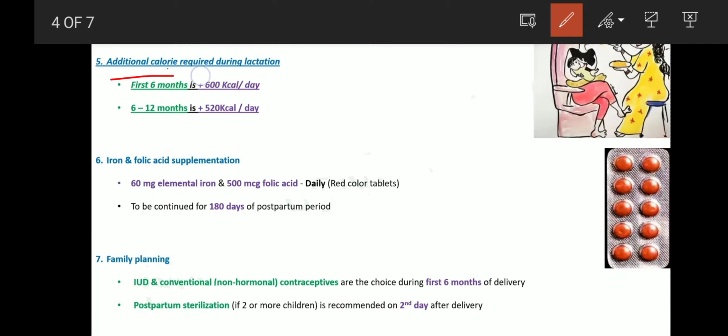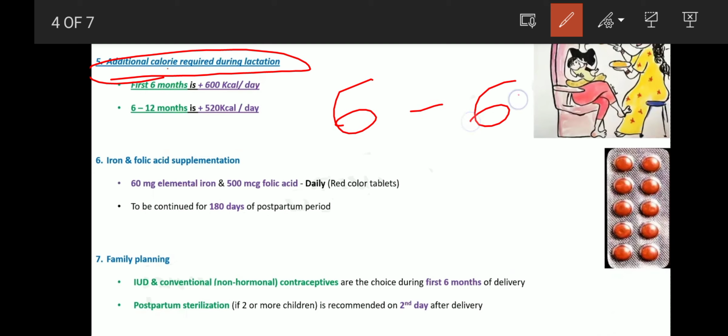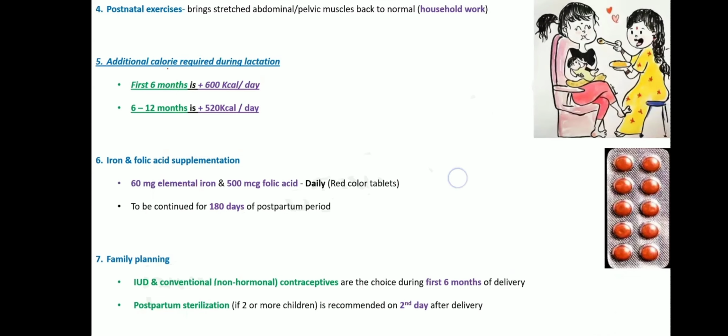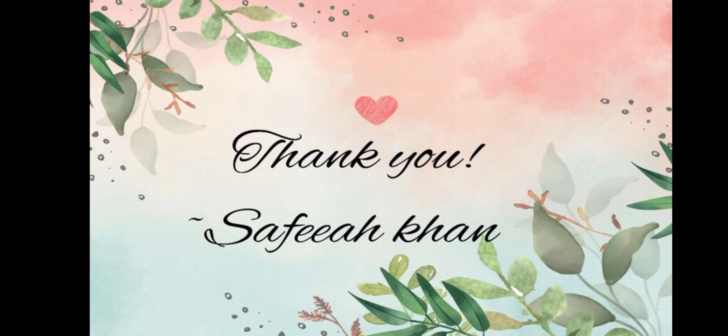Next, the additional calorie requirement. During lactation, in the first 6 months it is 600 kilocalories, and in 6 to 12 months we have 520 kilocalories. This is all about the MCQs which have appeared in the previous question papers for your NEET pre-PG examinations.